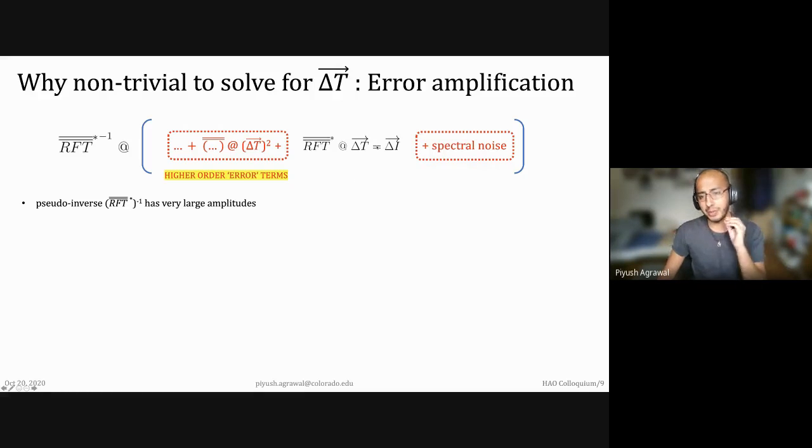So what you can do is see your delta I as a Taylor series expansion in delta t, and the response function is basically the response to the first order term here. On top of that, you also have these higher order terms in the system that you have missed out when you're computing the inverse of the response function matrix. In this talk, I won't talk about the spectral noise, but it will be similarly dealt with as the higher order error terms.